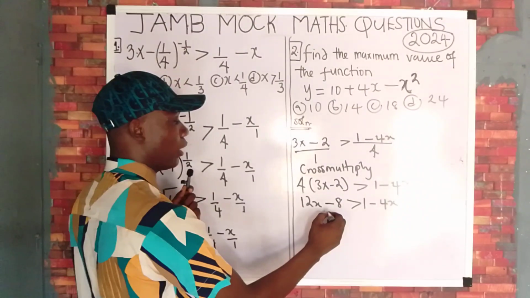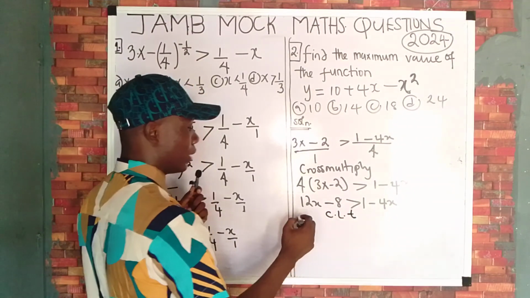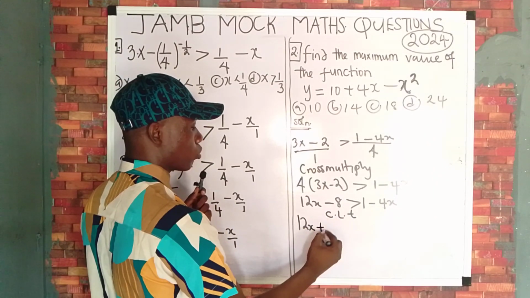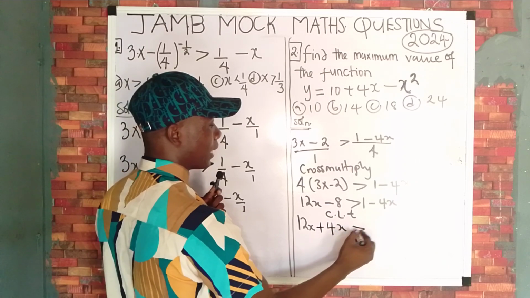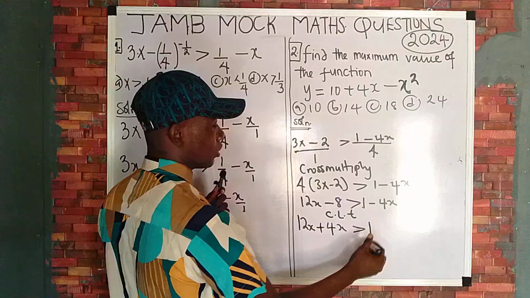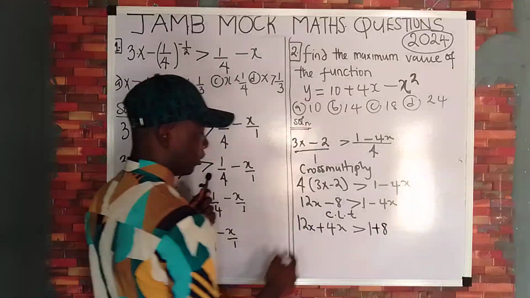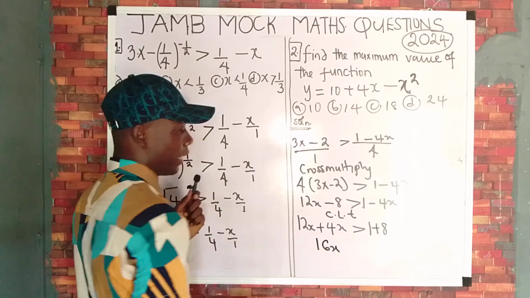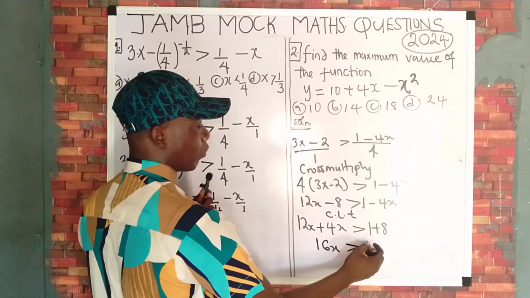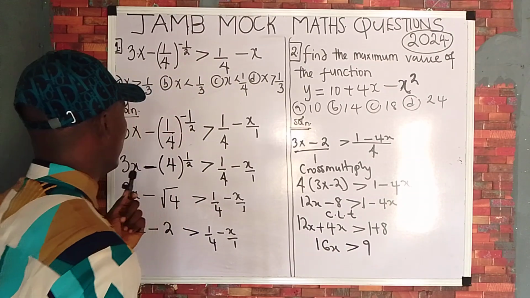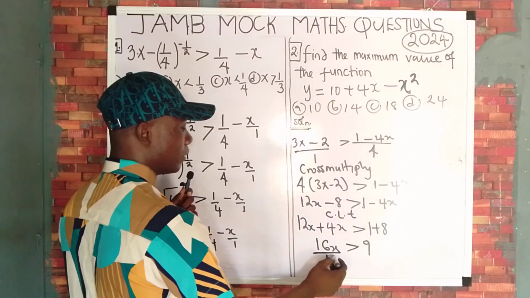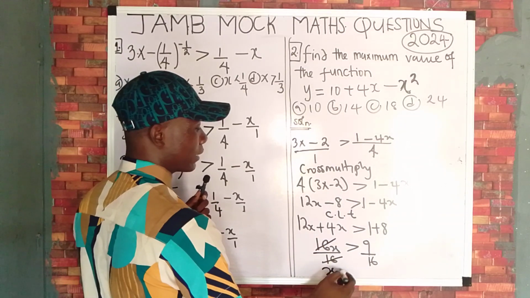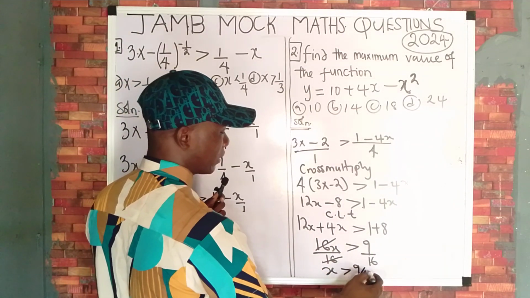So what do we do? Collect like terms together. So here is 12x. Remember, if minus 4x crosses this sign, it turns to plus 4x greater than 1. If this crosses, you have plus 8. So 12x plus 4x is going to give us 16x, and is greater than 9. So what do we simply do? We are going to divide both sides by 16, and if this cancels this, you have x greater than 9 over 16.